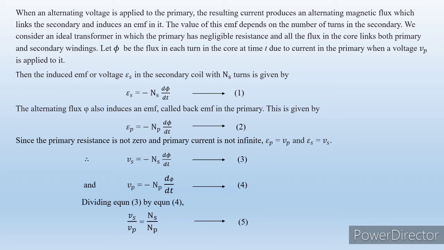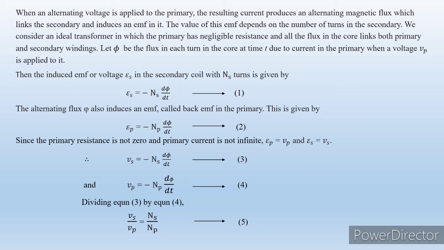The alternating flux phi also induces an EMF called back EMF in the primary. This is given by Ep is equal to minus Np into d phi by dt. This is equation 2. Since the primary resistance is not zero and primary current is not infinite, Ep must be equal to Vp and Es must be equal to Vs. Therefore, Vs is equal to minus Ns into d phi by dt, equation 3, and Vp is equal to minus Np into d phi by dt, equation 4.